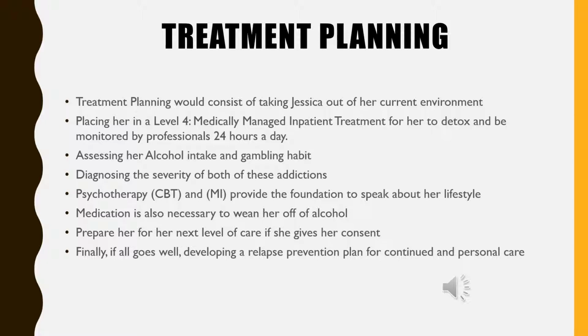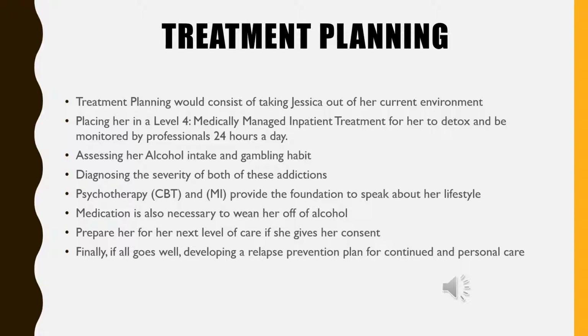I would also assess her alcohol intake and her gambling habit. As has been seen, her alcohol addiction is severe according to DSM-5, and she's also moderate when it comes to gambling, and that's what she's not aware of. When she comes into treatment, she'll become more aware of that. So that's part of the treatment plan, to make her aware of the severity of her addiction.